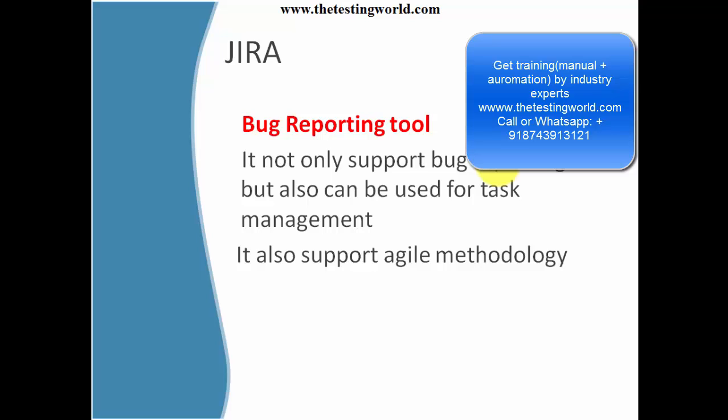Jira is a bug reporting tool, or I can say bug tracking tool. It not only supports bug reporting, but also we can use it for task management. It also supports agile methodology. So different tasks we are going to perform in agile can be managed in Jira.